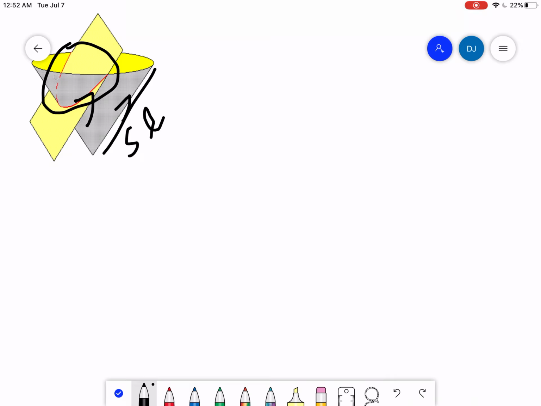Now, the geometric definition of the parabola states that the parabola is the locus of all points which are equidistant from a given point called the focus and a given line called the directrix. So I guess we don't need this anymore. Let's get rid of this.